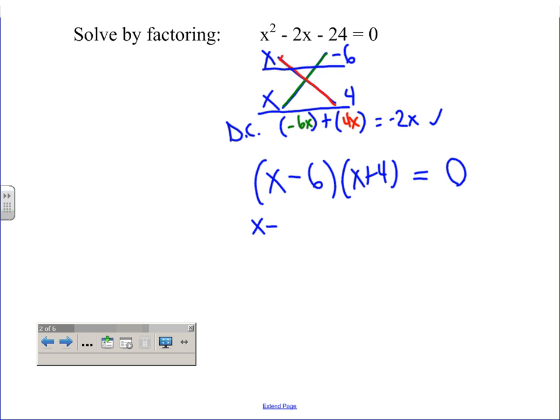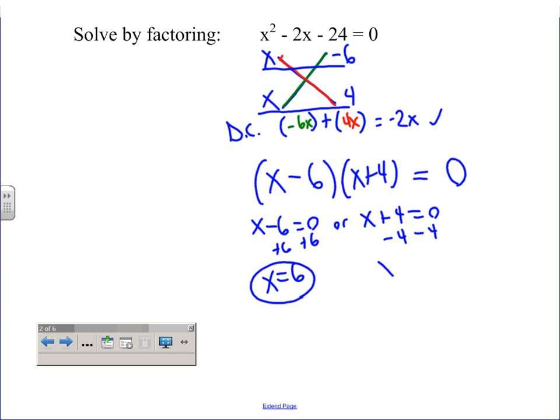Now I set each factor equal to 0. Add 6 to both sides of this equation, and I get x equals 6 as one solution, or on this side, subtract 4 from both sides of the equation, I get x equals negative 4 as my solution to that equation. So those are the two solutions, the two values of x, that if you plug them in, substitute them to this expression, you will get 0. So that's solved by factoring.